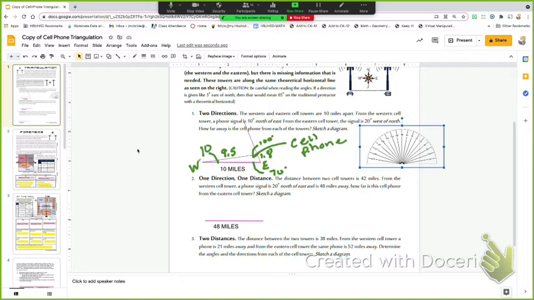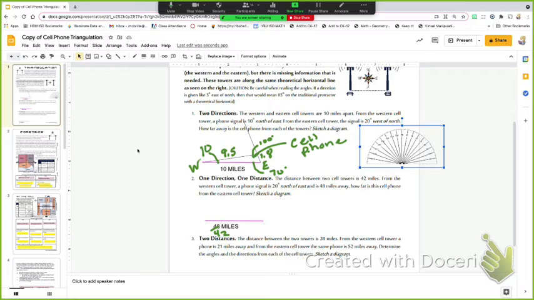Okay, so we'll look at the next one then. The next one, and my bad, I typed 48 here. It's 42 miles. It says the distance between the two cell towers is 42 miles. From the western tower, the cell phone signal is 20 degrees north of east and 48 miles away. How far is the cell phone from the eastern tower?